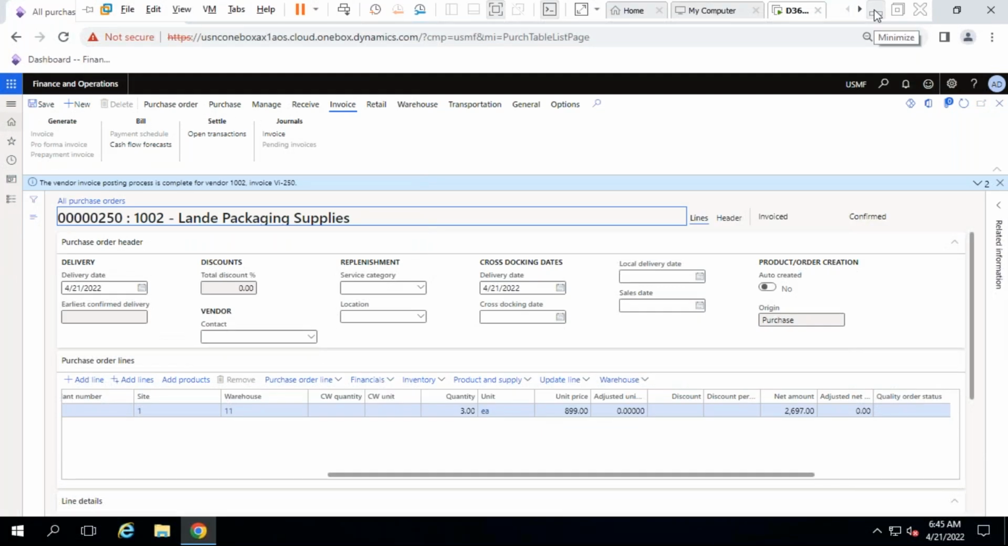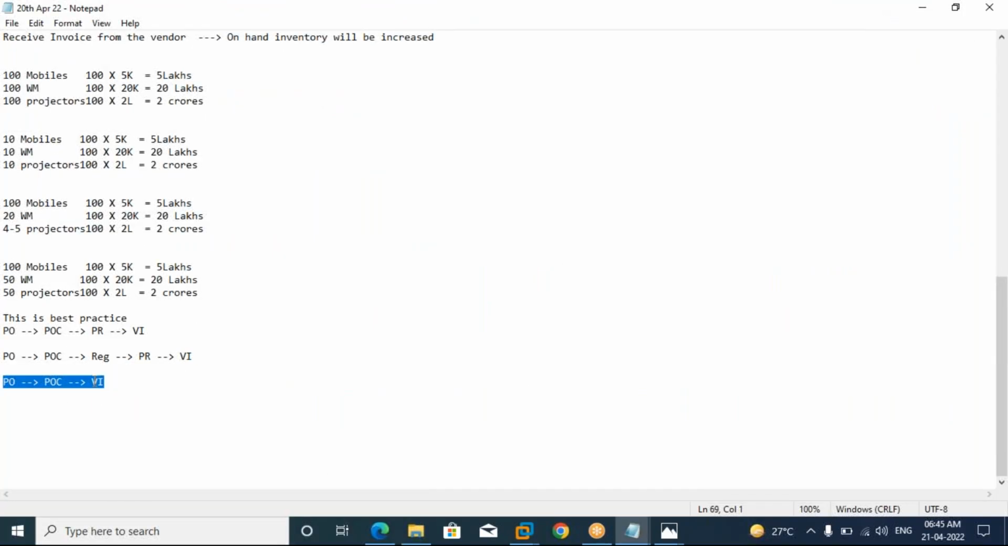So this is not a best practice. This is called product receipt cum invoice, PR cum invoice, GRN cum invoice. Actually, business people will use the word product receipt, and they will use the word GRN a lot. GRN cum invoice, you can execute.